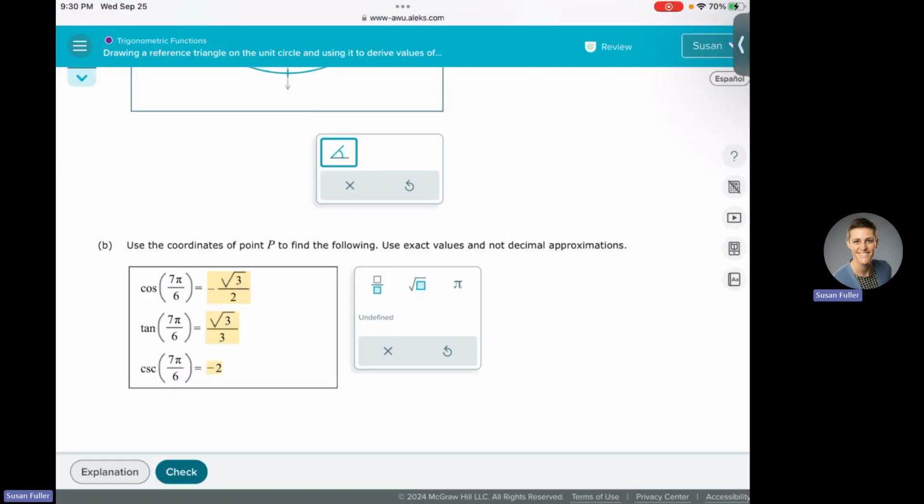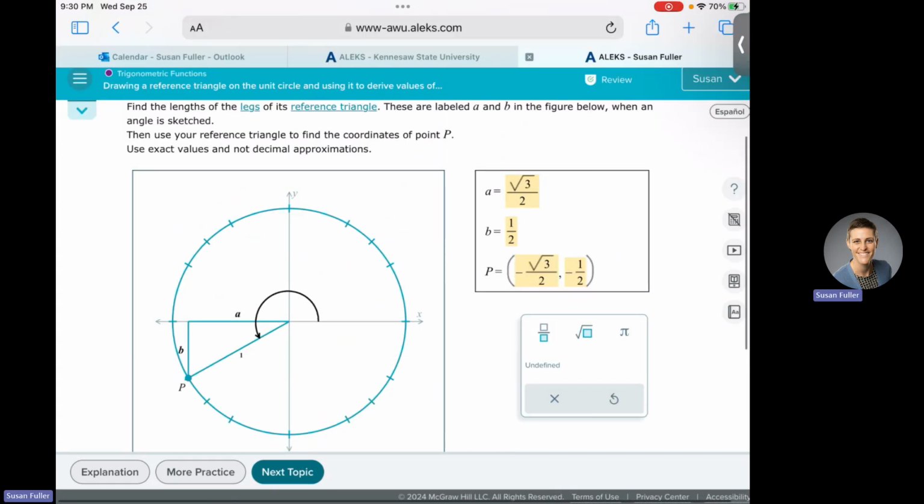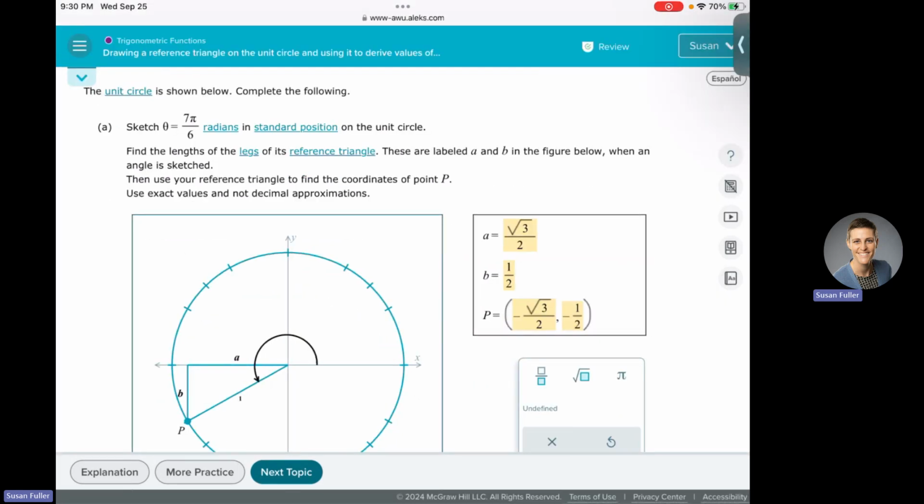And now we've used that coordinate to find our values. I'm going to check it. And let me come back up here and make sure, woohoo, it's correct. And this is how you're going to use these tools in ALEKS to set up the unit circle and complete that.